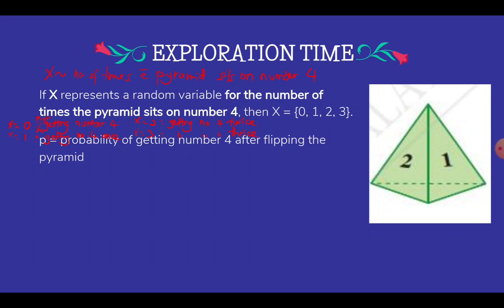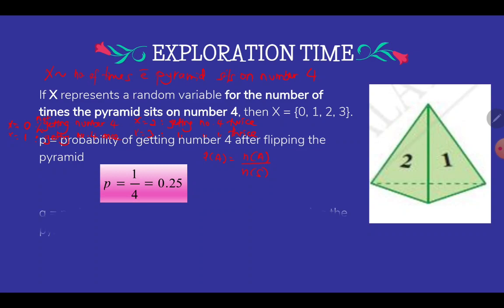P is the probability of getting number 4 after flipping the pyramid. So, what is P? P is actually 1 over 4, which is 0.25. Remember, when we learned about probability, the probability of an event is n(A) over n(S), in which our event is getting number 4. So, in one flip, what is the probability of getting number 4? Of course, 1 from 4 possible outcomes, because we have number 1, number 2, number 3, and number 4. So number 4 is 1 from all of the possible outcomes. That is why 1 over 4.